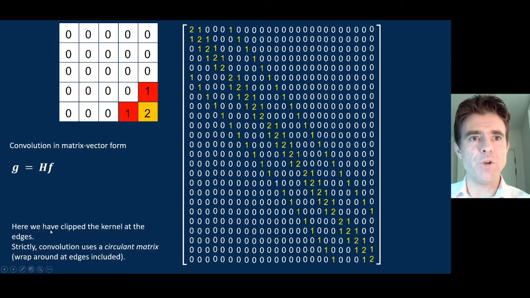Okay, so that's what I'm saying here. Here we've clipped the kernel at the edges. Strictly, convolution uses a circulant matrix, and that's one where all of these diagonals would be strictly identical. We wouldn't have the zeros in there. We'd have ones all the way down cleanly and the 2 all the way down the diagonal there. This is just a 25 by 25 matrix. And then, as I say, these values here would lap around back at the top.